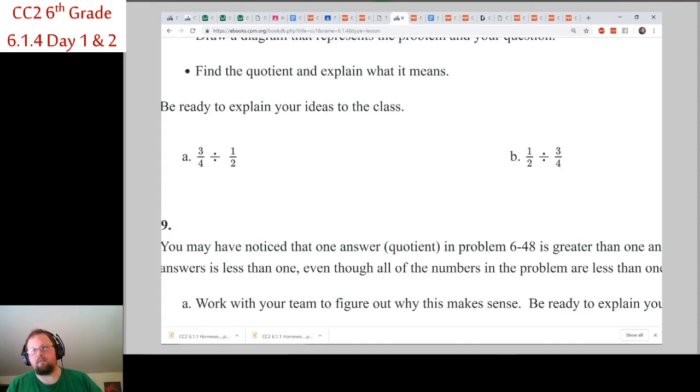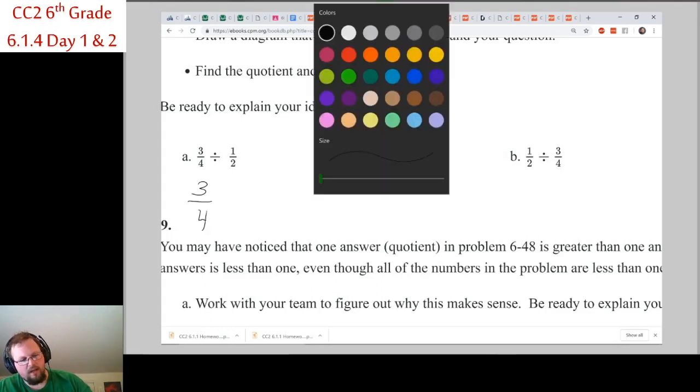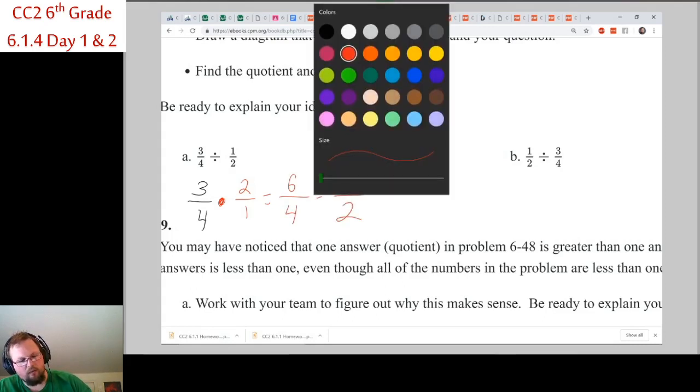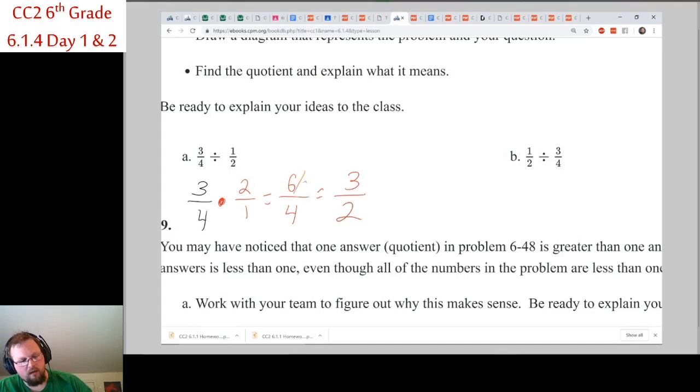Ready? 3/4 divided by 1/2. The trick: I keep the 3/4 the same. It hasn't changed. It is still a 3/4. Division sign becomes multiplication. The 1/2 becomes 2 over 1. And then I multiply across. 3 times 2 is 6. 4 times 1 is 4. My answer is now 3 over 2 because I have reduced this fraction down by 2.